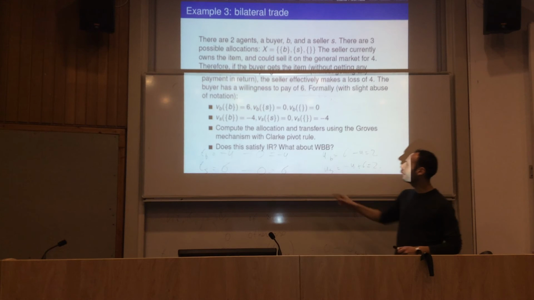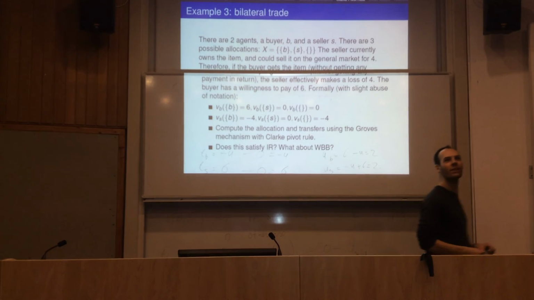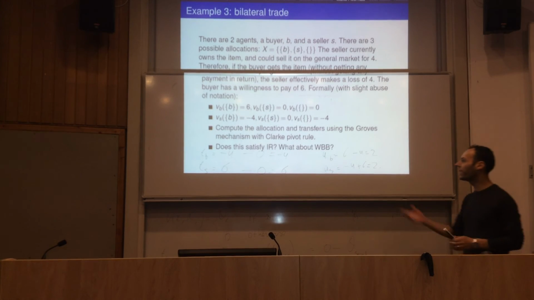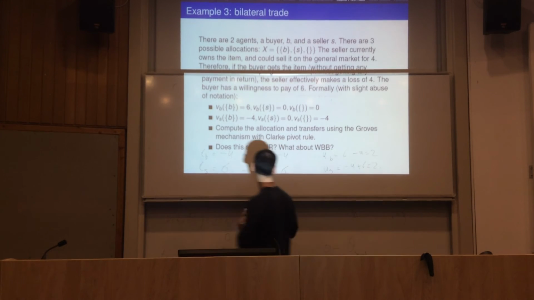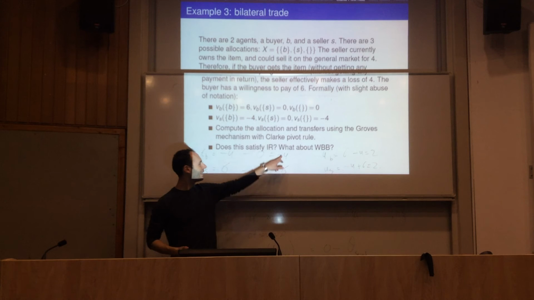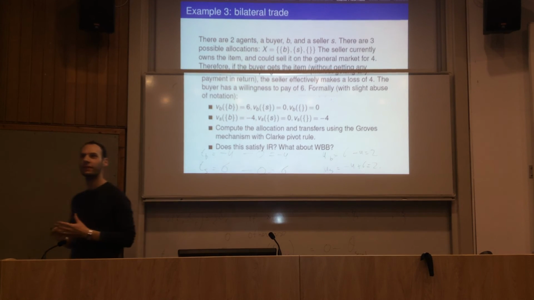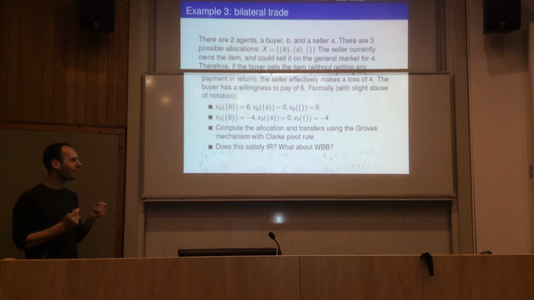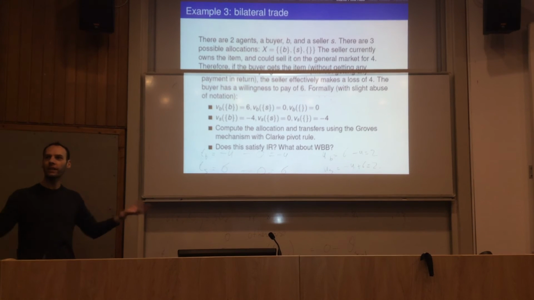And we can see if we add the transfers together, there's a positive of 6. So we're giving 6 to the seller, and we're getting 4 from the buyer. So the mechanism has a deficit of 2. It has to get this from somewhere else.